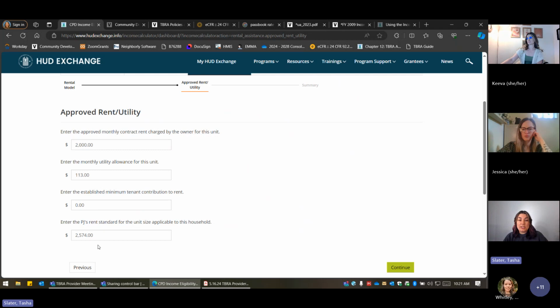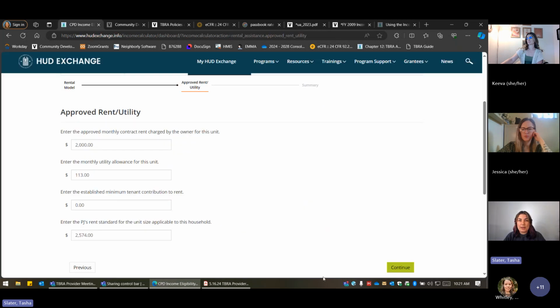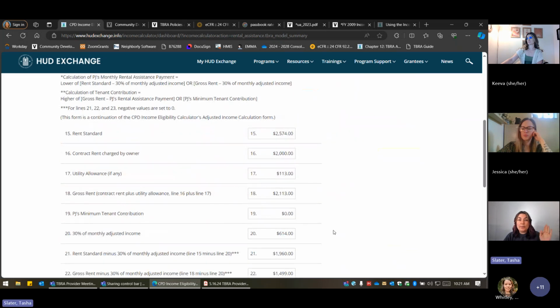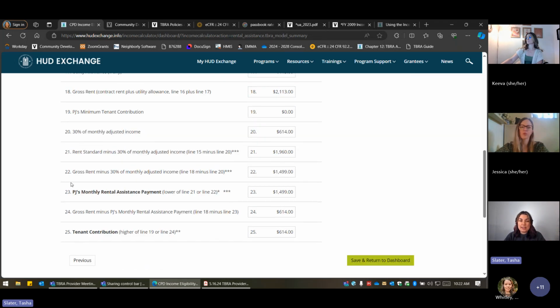And then this is just the FMR, 100% FMR. So again, you can find this on our website that I showed you at the beginning, but this is a 3-bedroom. FMR is $2,574. So you put that right there. Okay, so the income calculator came up with all of this for me. I didn't enter any of this information in there. So that last tab is where you'll enter everything, and then it will automatically come up with these numbers on its own. So in this case, your agency will pay $14.99, and then the tenant contribution will be $614.